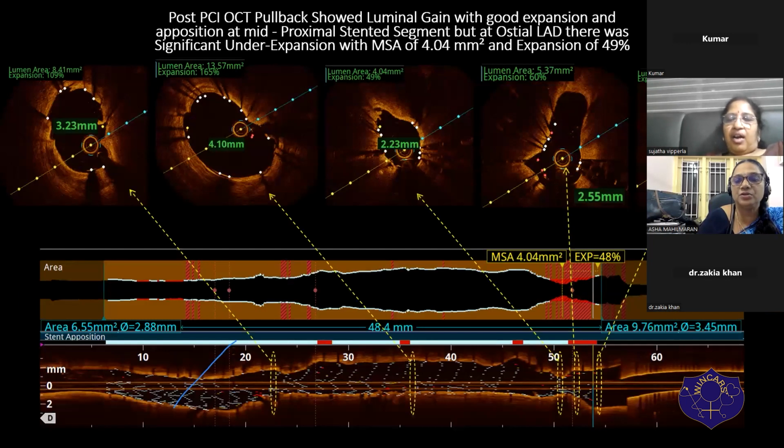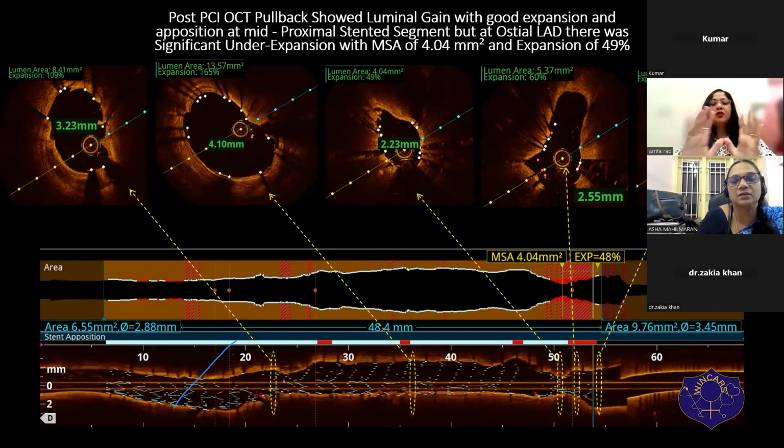Okay. Sarita, can you show the cross section now? Let's see. Across the LCX, we have a significant under-expansion of only 49%. And let's see what we did. We have an MSA of 4. Nobody is happy. I'm not happy. The house is not happy at all. Now let us see whether orbital worked or not.